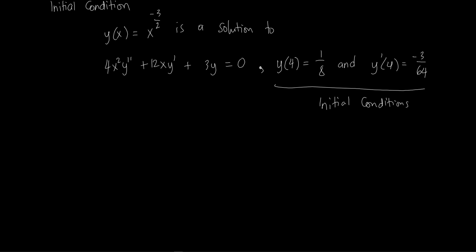We have y of x. Let's say y of 4, given that x is equal to 4. Ibig sabihin, yung x natin is 4, tapos yung y natin is 1/8. So yung y of x natin is 1/8. So, we have 1/8 is equal to, yung x natin is 4, raised to the power of negative 3.